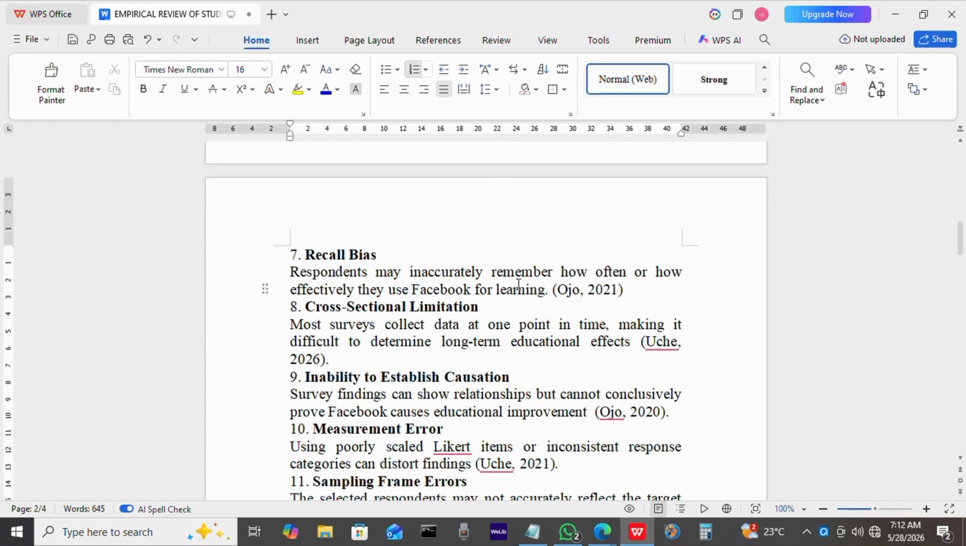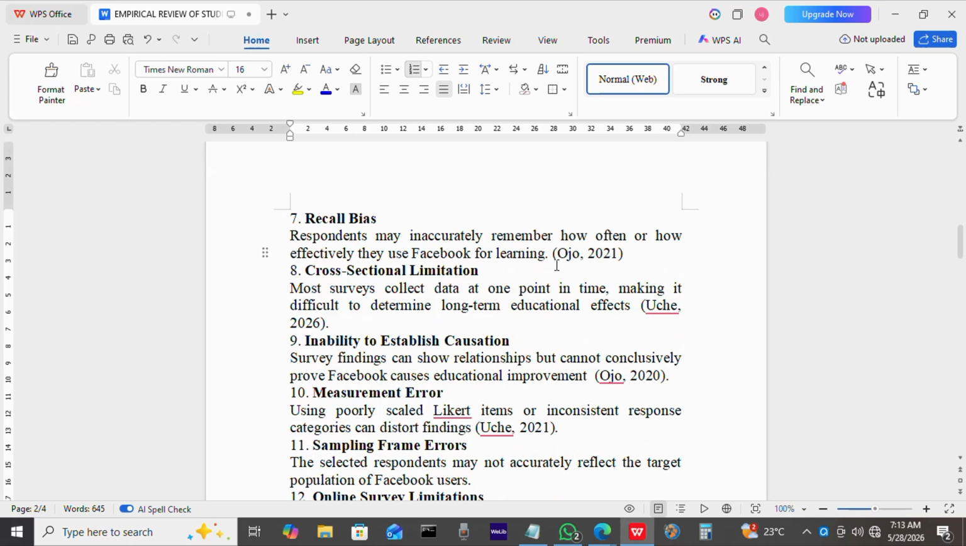Recall bias. You're doing a study on Facebook and academic learning, and your sample or your population are people who have graduated 5 years ago. They will not remember. So maybe this is the challenge by Ojo 2021.